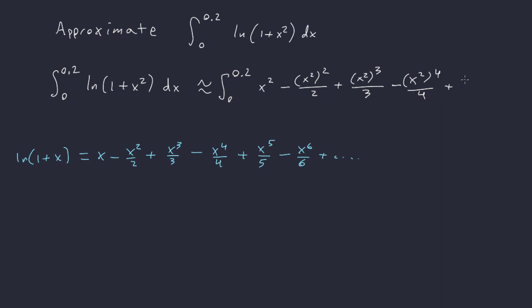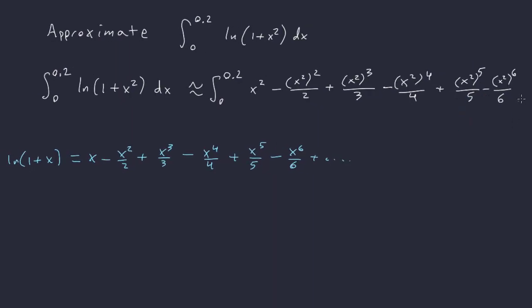Okay. Plus x squared raised to the 5th over 5 minus x squared to the 6th over 6. And that should hopefully be everything. Okay, so I'm going to continue this part down here, right?